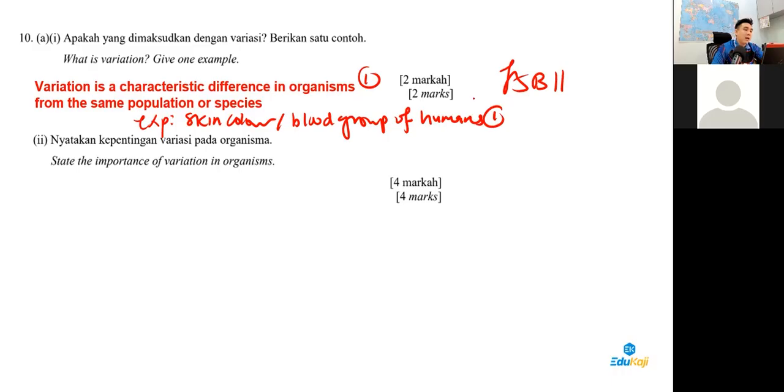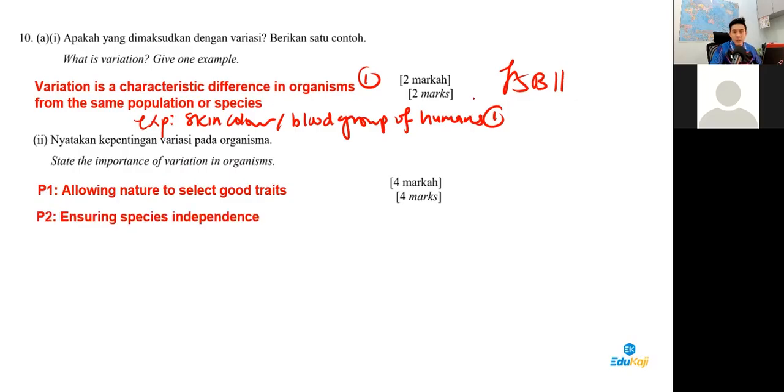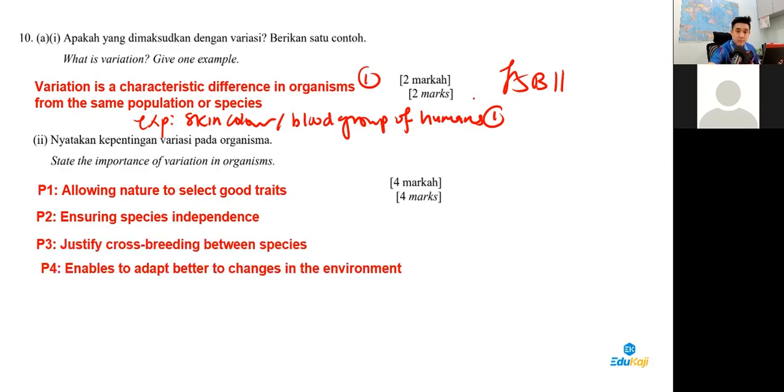Okay. And variation is good because there are many answers here. They gave something to do with good trait, like papaya that ripens quicker. Example, so this ensures that the species adapt better, so that they can adapt better.